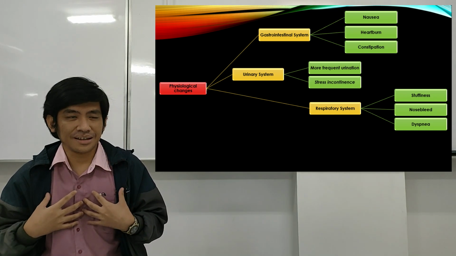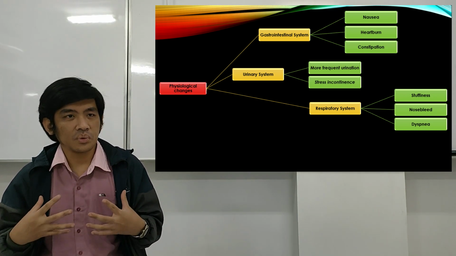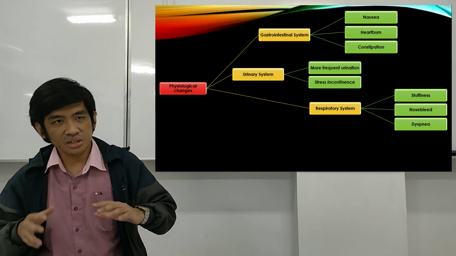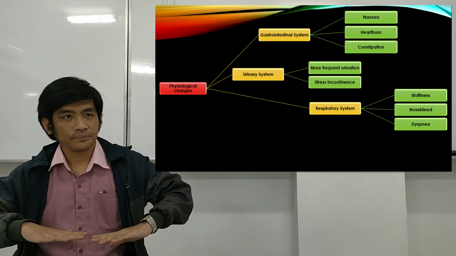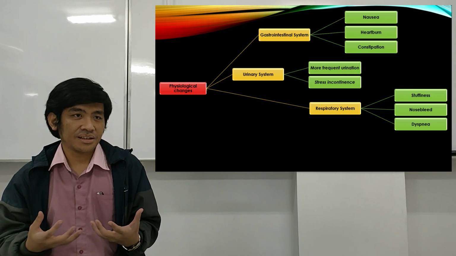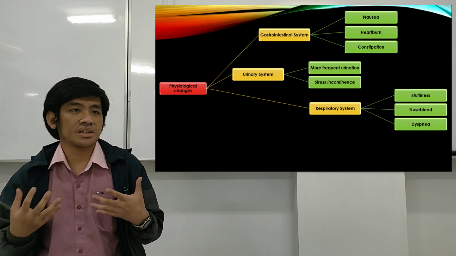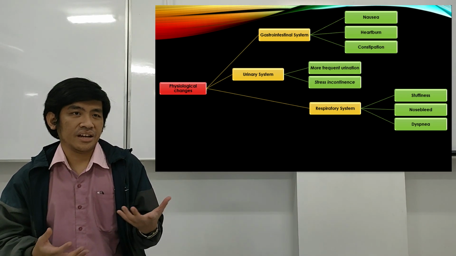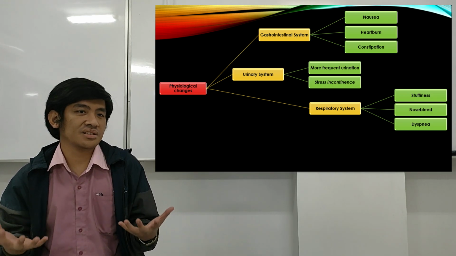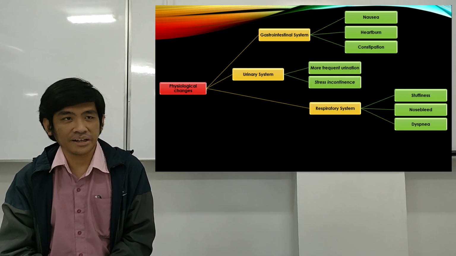Vital capacity of the lungs and respiratory rate will also increase, but residual volume will decline. And many exhibit dyspnea, which is difficulty to breathe. And this happens during the later stage of pregnancy.